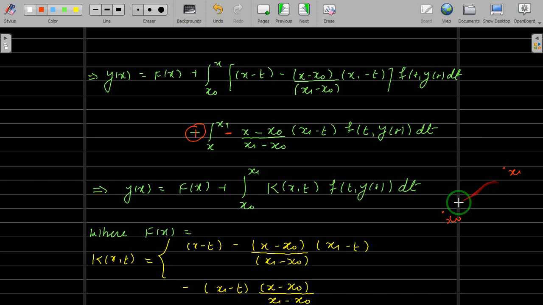So x naught to x. You have these limits. Let me write this as a line. This integral has limits x naught to x and x to x1. In between somewhere you have x, and this integral is with respect to t. That means t is from x naught to x1, and then you are splitting it. For the first integral, t is from x naught to x, and for the second integral it is from x to x1.